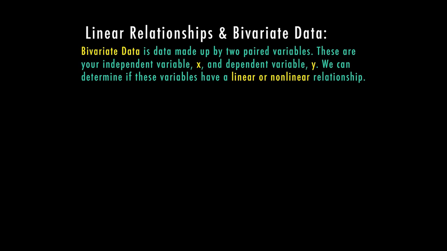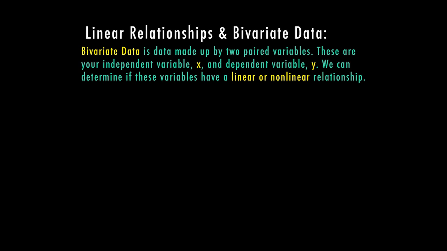We've already been covering bivariate data, we just haven't brought up the word yet. Bivariate data is made up of two paired variables. There's also univariate data, which would be one variable. So that prefix bi means that we have two, and in our case, we have x and y. We have been using those on tables and graphs.